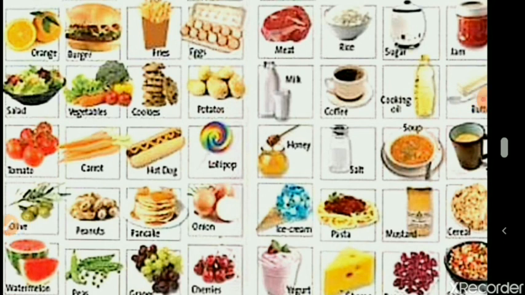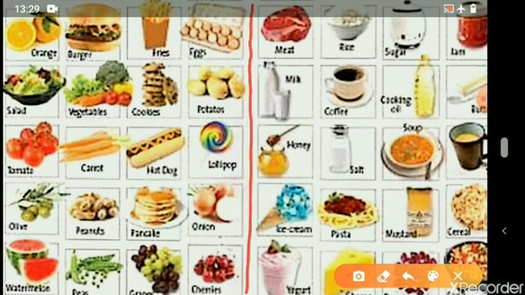Now, students, all of you can see a picture on the screen. Lots of things are there in the picture. I have drawn a line in the center of the picture. Can you see some difference between the pictures on the left side and the pictures on the right side? All the things given on the left side are countable. You can count them. Whereas all the things given on the right side of the line are uncountable.